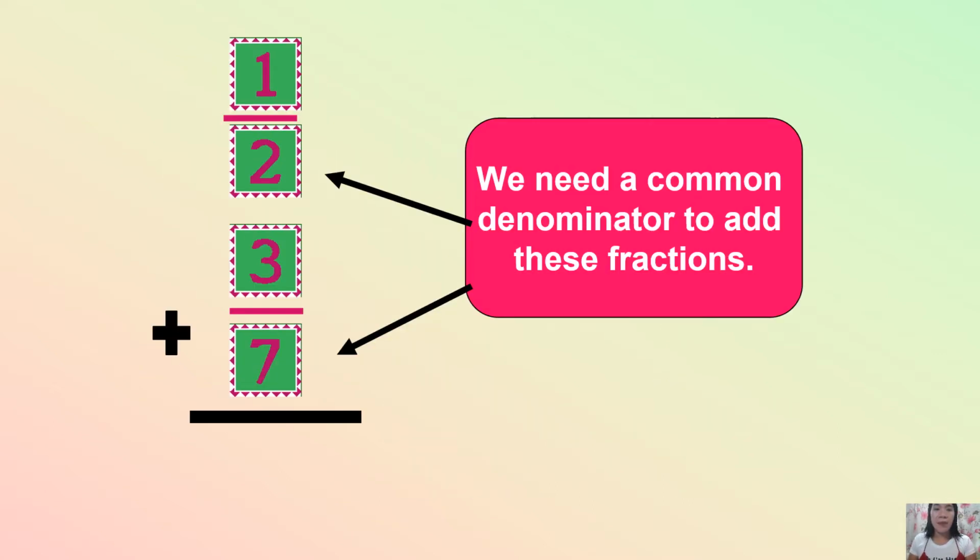We have here an example of fractions: 1/2 plus 3/7. We need a common denominator to add these fractions because they are dissimilar fractions, meaning they have different denominators. If the fractions have a similar denominator, we simply add the numerators and copy the denominator. But since these are dissimilar, we need to look into the LCD, or the least common denominator.